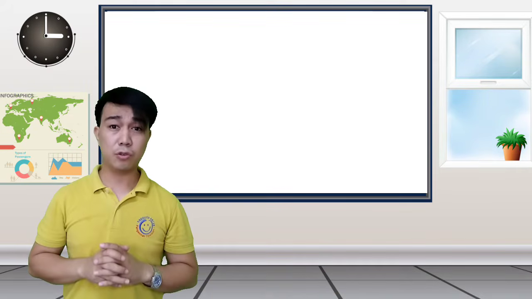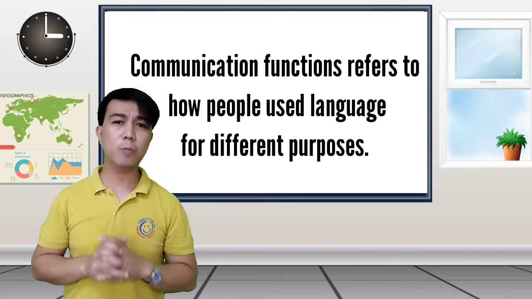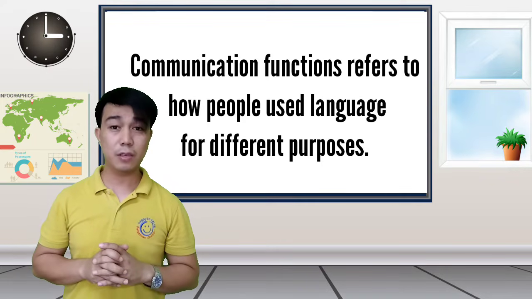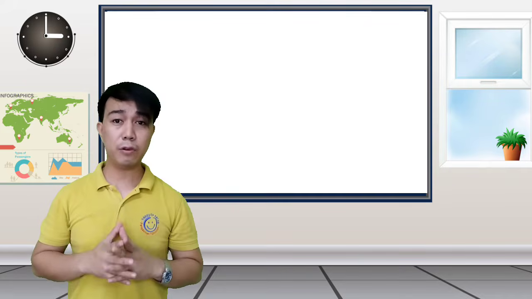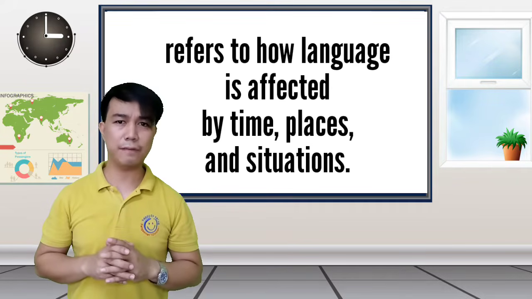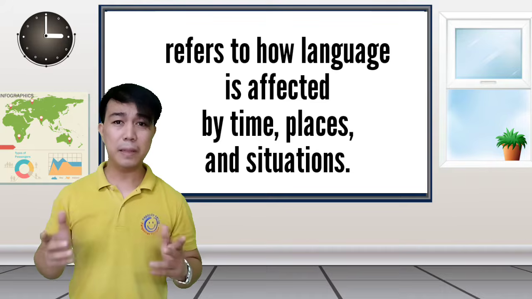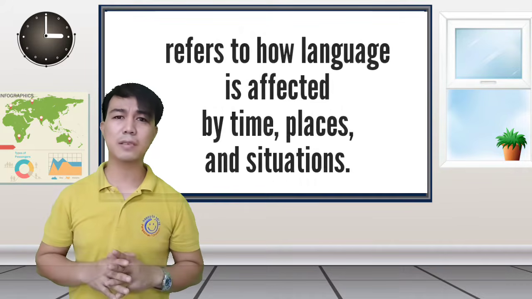So before we proceed to the different functions of communication, let us first define what it means. Communication functions refers to how people use language for different purposes. It also refers to how language is being affected by time, places, or situations.